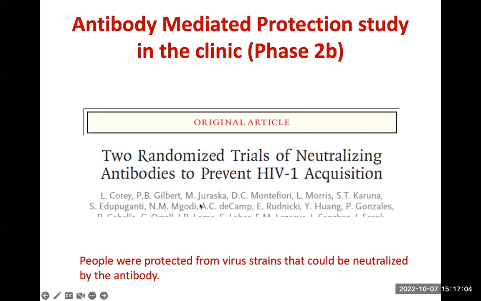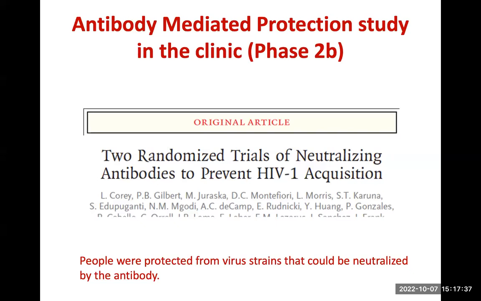So this is a study that was done in South Africa. And in this study, this group of scientists took one of those broadly neutralizing antibodies, called VRC01, and infused it in people who are highly exposed to HIV. These are commercial sex workers who receive all the counseling that they need to practice safe sex. But these are people whose profession will generally expose them to HIV.